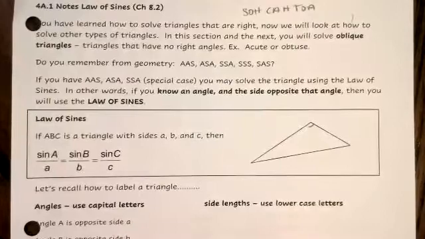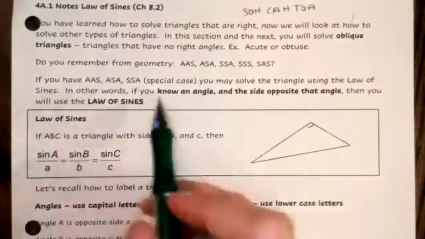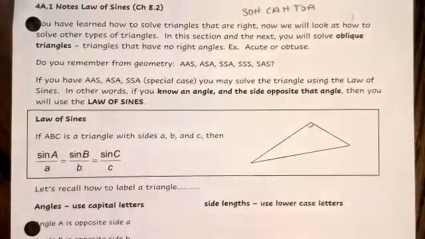If we have an angle, a side, an angle, or a side, side, angle, which is a special case, you can solve this with the law of sines. The other ones we'll look at when we do law of cosines next time. If you know an angle and the side opposite to that angle, then you can use the law of sines.